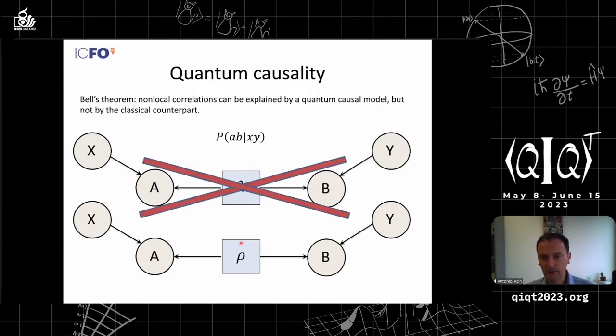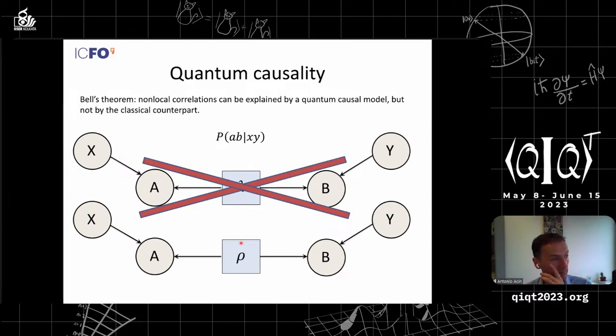And then what Bell's theorem tells you is that some causal models are valid for some observed correlations when they are quantum, and some other causal models are not valid. Okay, so in a way, causality is affected by the presence of quantum information, and you have to create a new theory of causality under the presence of quantum information. And I think this is something that is worth studying.